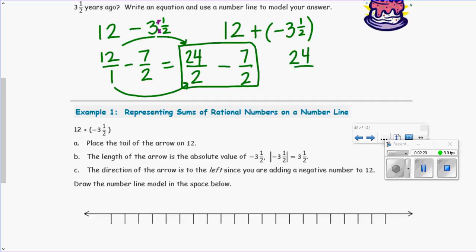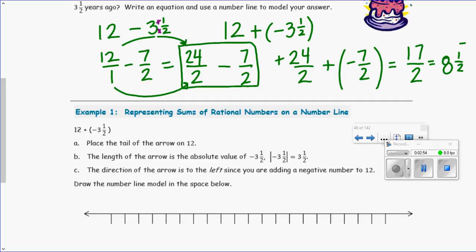And later on, when we have the positives and negatives mixed together, it's going to look like this: 24 over 2 plus negative 7 over 2, because it's 3.5 years ago. Okay, if I combine a positive 24 and a negative 7, we're going to have 17 over 2. Is it positive or negative? It is positive because the 24 is the greater absolute value. So 17 over 2, 2 goes into 17 8 times with 1 left over. So 1 is my numerator. Okay, so positive 8.5. Does it make sense that she was 8.5 3.5 years ago?